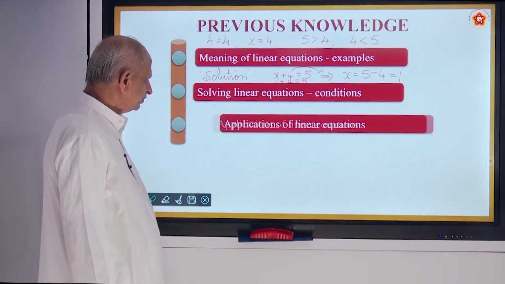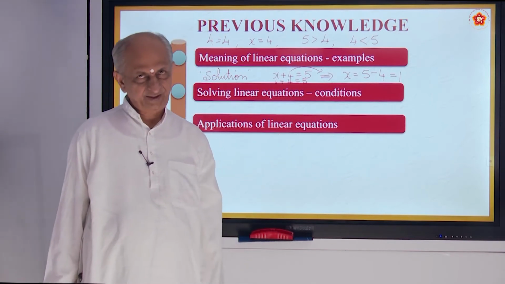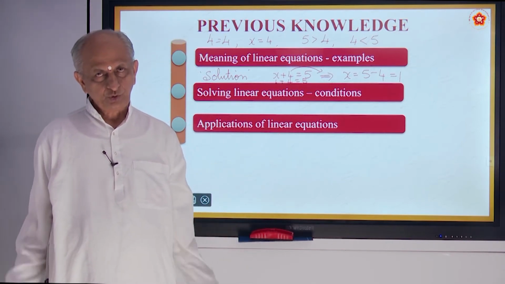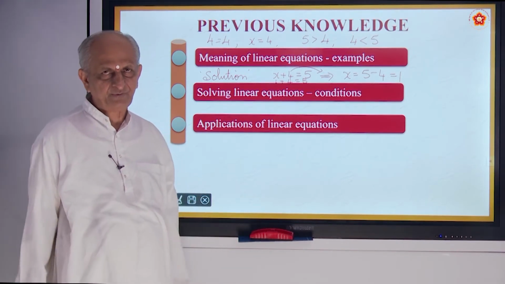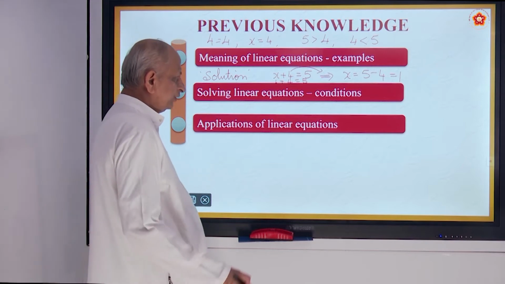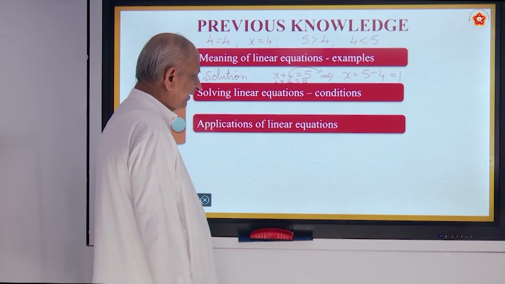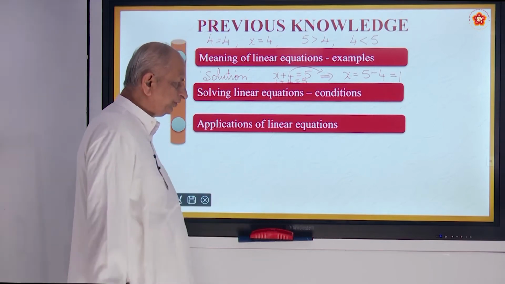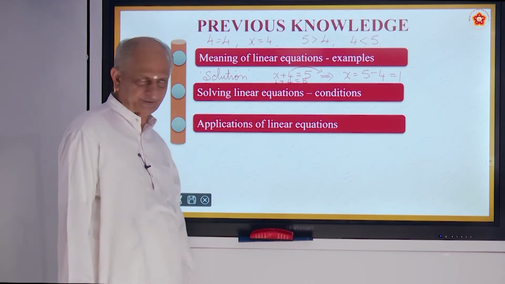Okay? So, in our daily life also these linear equations go a long way to count the coins, to find the ages of persons, to find the speeds of vehicles, and in many things. Some of them we are going to see today. Okay? We have got a very good number of applications.